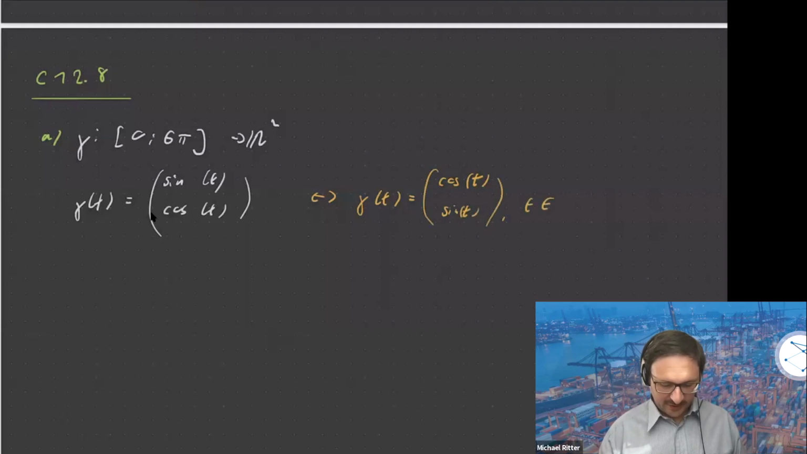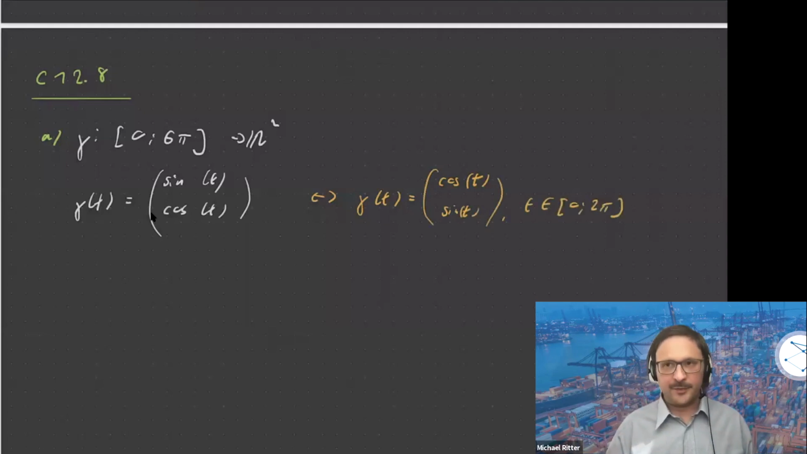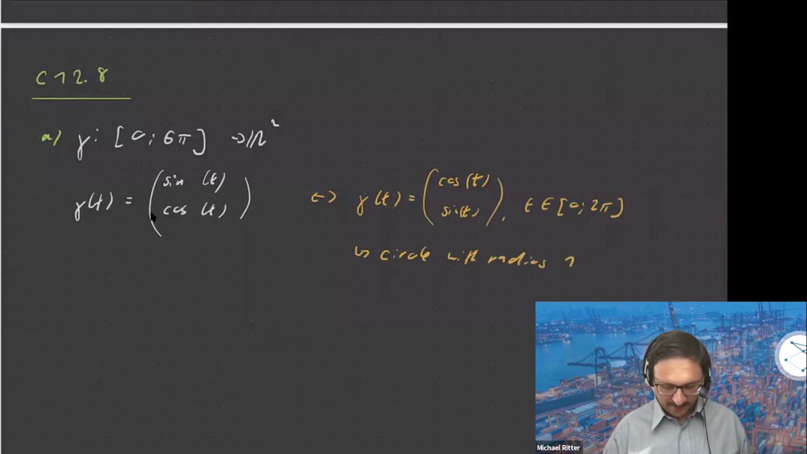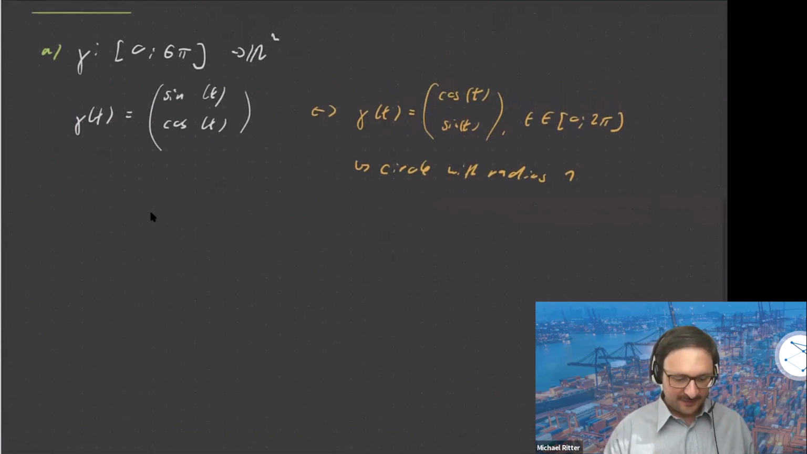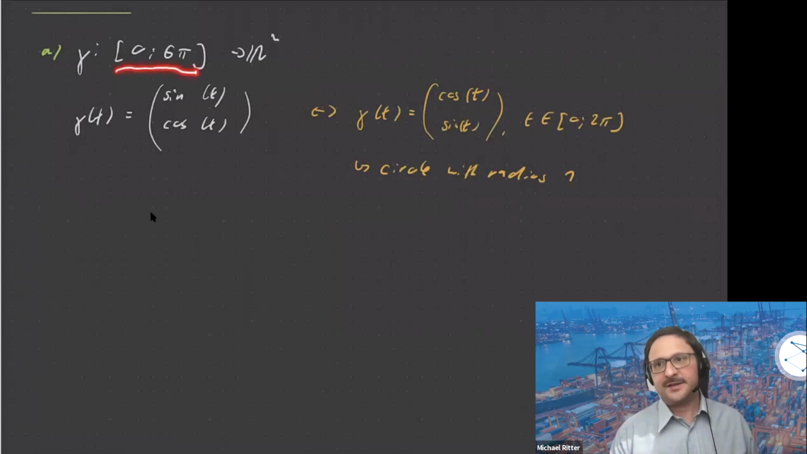And usually, we just take t between 0 and 2 pi. So that is the circle with a radius 1. And this curve gamma here, that seems to be something similar. Two differences mainly. The first one is that parameter space. That's not 0 to 2 pi, but 0 to 6 pi. But that's not that much of a problem.